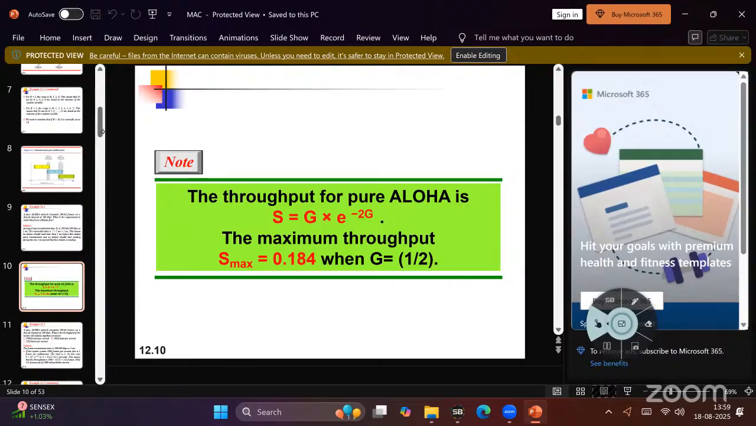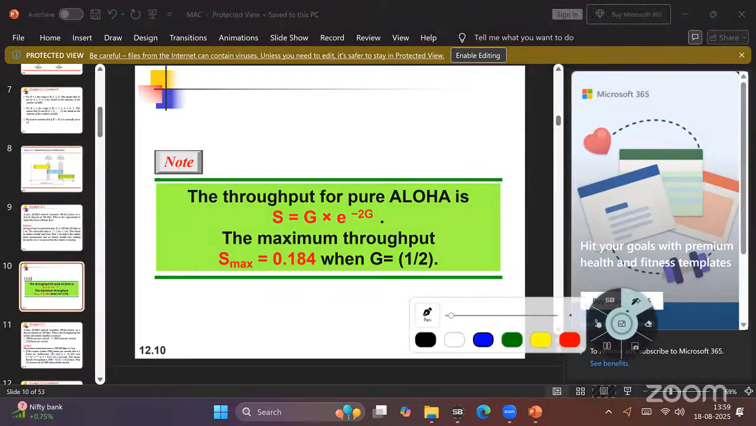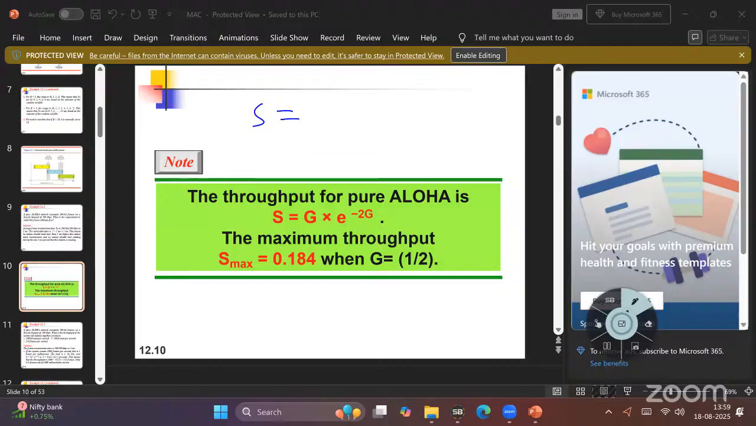So for pure Aloha, the formula is S equal to G into e to the power of minus 2G. Here S is the throughput. G is the number of frames transmitted, e to the power of minus 2G.